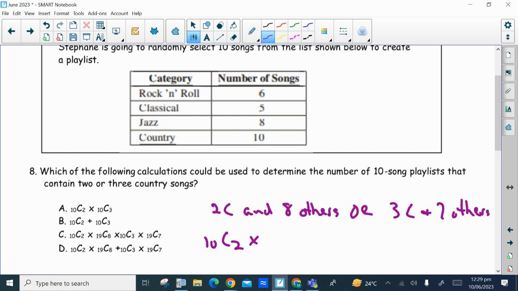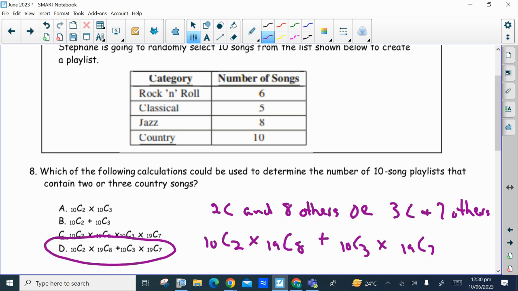The 8 others have to come from the songs that are not country, which means the jazz, the classical, and the rock and roll, which is 19. There are 19 songs that are not country, and that's where the other 8 would come from for this first scenario. Again, or means to add. 10 country would be 10C3, and then 7 others would be 19C7. So 10C2 times 19C8 plus 10C3 times 19C7.